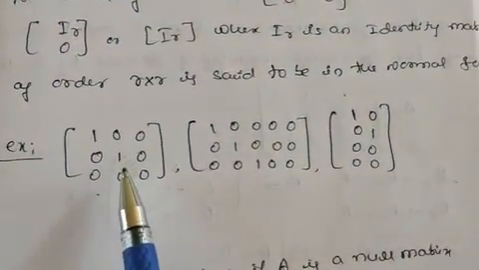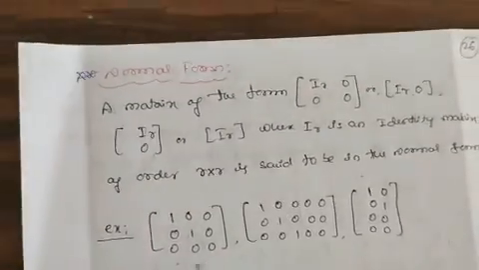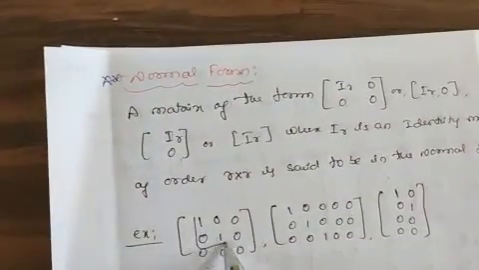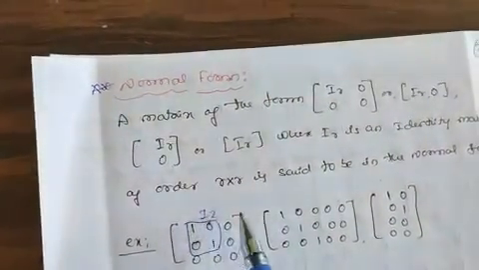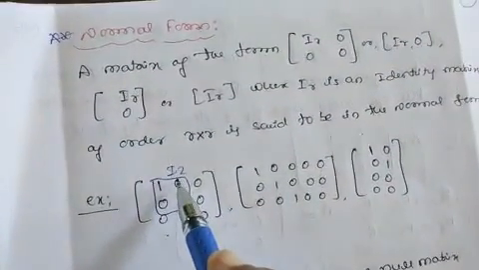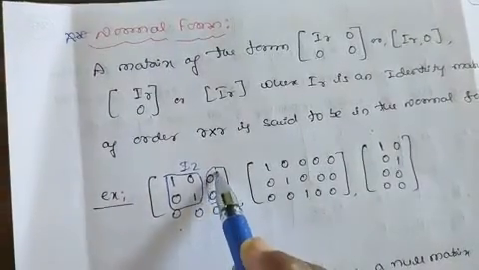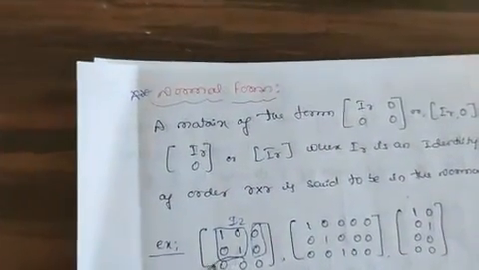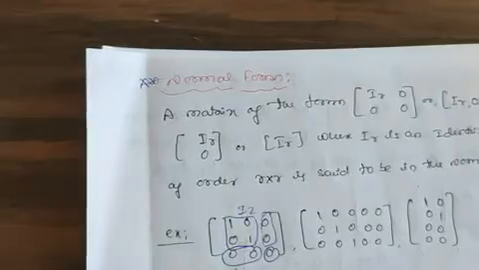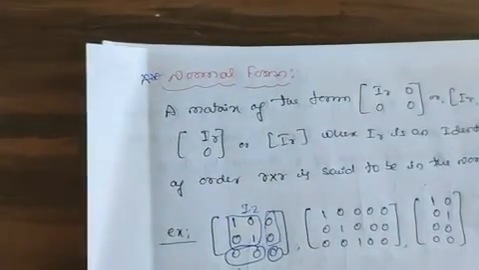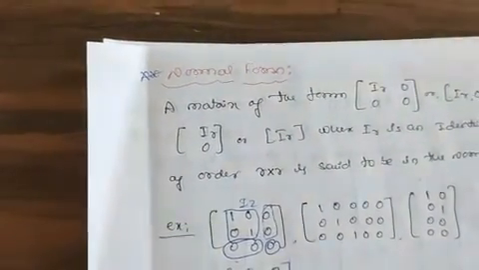For example, here we have a matrix like this. In this, this is I2. I2 means it is a 2 by 2 unit matrix. This one is O, and this one is also O, and this one is also O. It is equivalent to I2, O, O, O. In this form it is.